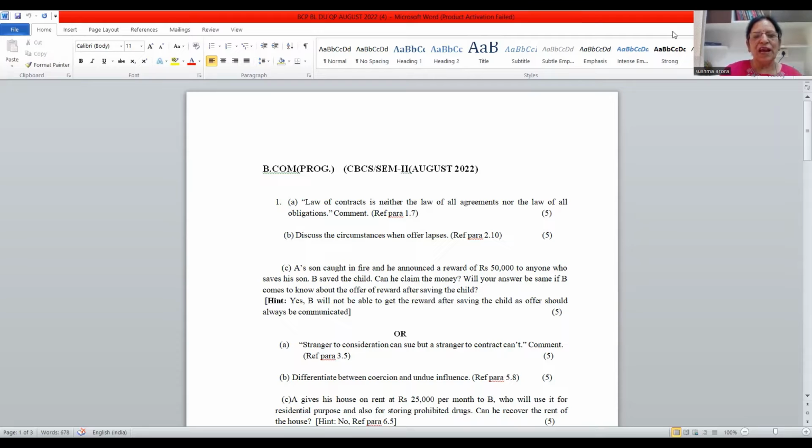As you know, all agreements have not been covered under the law of contract. We have a separate act for partnership, a separate Sale of Goods Act, the Negotiable Instruments Act, LLP. We have different acts. The entire provisions of all acts have not been covered under the law of contract.